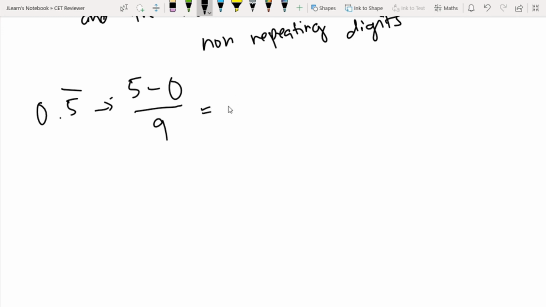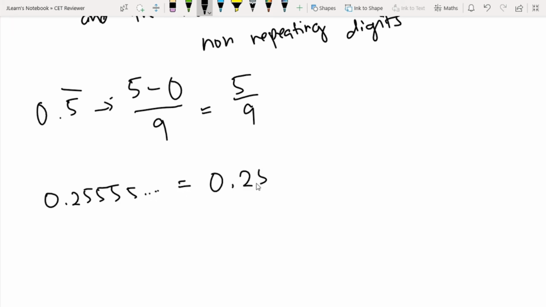So, you have 0.5 bar to be equal to 5 over 9. Paano naman kung isa lang yung repeating? So, kunyari, we have 0.2555 dot, dot, dot. Okay? So, this is equal to 0.25 then bar, dun sa 5 lang. Okay?